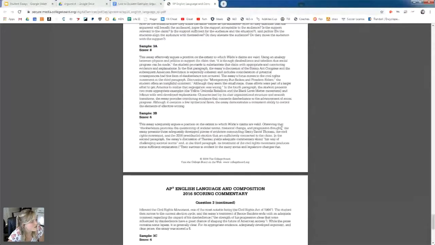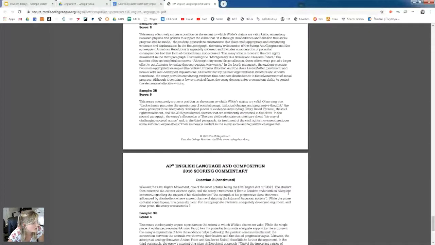This essay adequately argues the position on the extent to which Wilde's claims are valid. Observing that disobedience promotes the questioning of societal norms, historical change, and progressive thought, the essay presents three adequately developed pieces of evidence surrounding Henry David Thoreau, the civil rights movement, and the 2016 presidential election that are sufficiently connected to the claim in the second paragraph of the essay. The student then moves to the current election cycle and treats Bernie Sanders with adequate comment regarding the impact of his disobedience. While the prose contains some lapses, it is generally clear. For its approach, evidence, adequately developed argument, and clear prose, the essay was scored a 6.